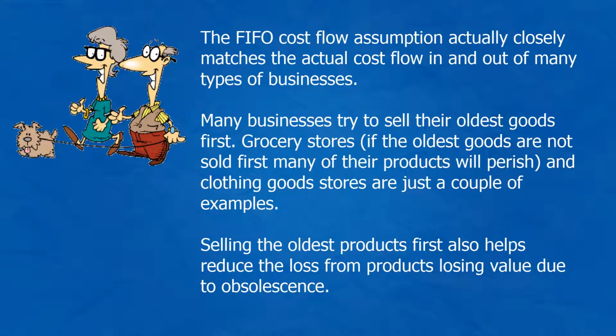The FIFO cost flow assumption actually closely matches the actual cost flow in and out of many types of businesses. Many businesses try to sell their oldest goods first. Grocery stores, if the oldest goods are not sold first, many of their products will perish, and clothing goods stores are just a couple of examples. Selling the oldest products first also helps reduce the loss from products losing value due to obsolescence.